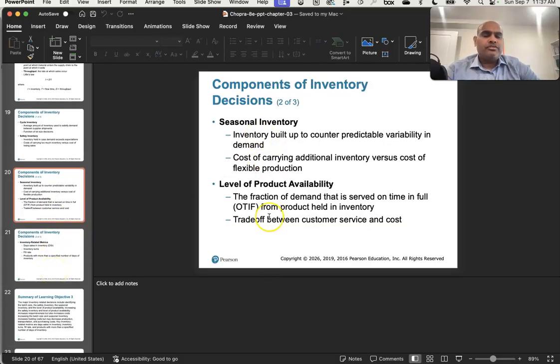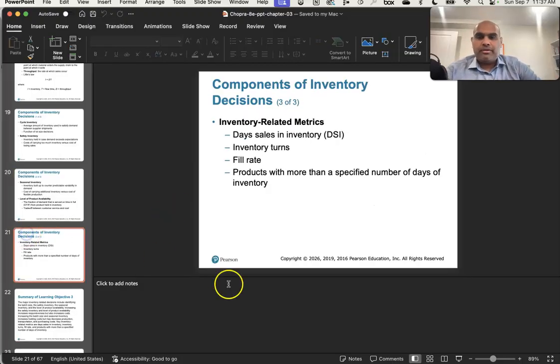Now, as part of all of this, some of the important metrics that you look at for inventory is product availability. So what fraction of time are you able to serve your customer demand, right? Other metrics are days of sales in inventory, so how long does it take to sell inventory? Then inventory turns. Inventory turns essentially measures when your product comes in and how long it takes for your product to either become a finished product or to be sold to a customer.